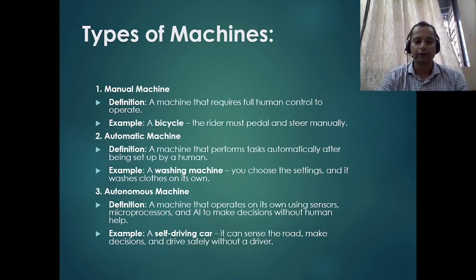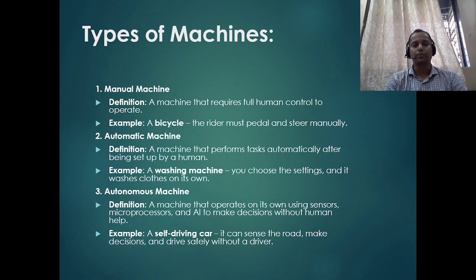Now the third one is the autonomous machine. In this machine we are using sensors, actuators and a microprocessor. These words are related to chapter 2, where we understood about sensors, different kinds of sensors, what actuators are, and how they get connected. We won't be going into that topic right now, so we are moving ahead.